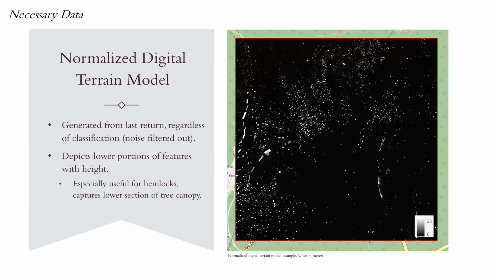And then the last product I plan to make is a digital terrain model of the last return LiDAR pulses, regardless of classification. The digital elevation model will be subtracted from this, and it'll show lower portions of features throughout my study area with height. So in my case, a lot of the hemlock trees in the forest show up because of having low hanging canopy, which was captured from the LiDAR pulses, and many of them can be seen on the right as small speckled areas.